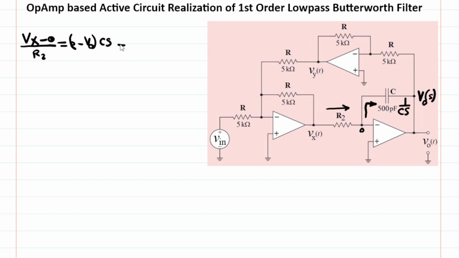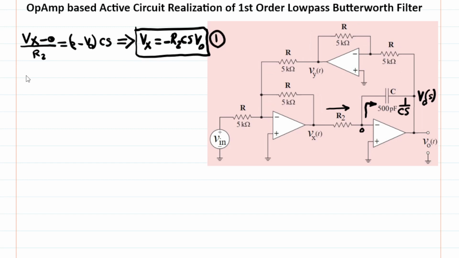Okay, so from here it's obvious to conclude that Vx is just equal to minus R2 Cs times Vout. So let's highlight this as equation 1 because we're going to use it. Okay, so this is my equation number 1, and I'm going to use it. Okay, so we know Vx as a function of Vout.